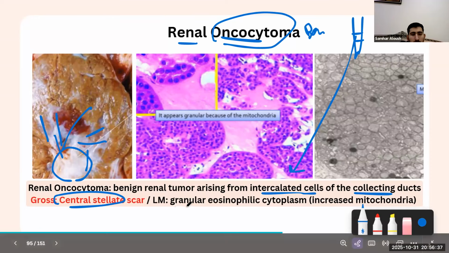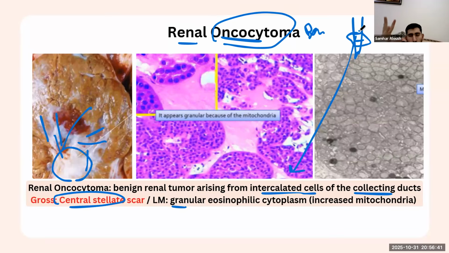Okay. On light microscopy, the intercalated cells are full of mitochondria. So if we increase their number, we will have so many mitochondria. And mitochondria appear eosinophilic, so it will be eosinophilic cytoplasm. See how the picture is very pink.